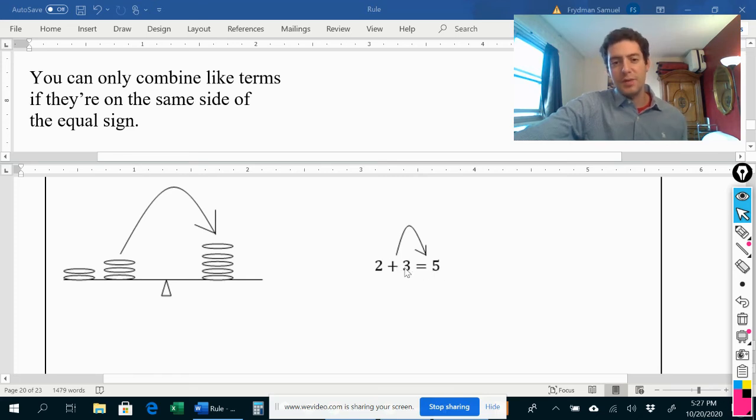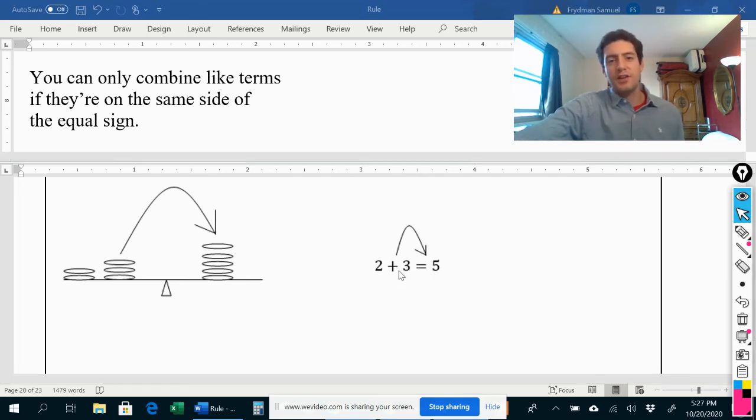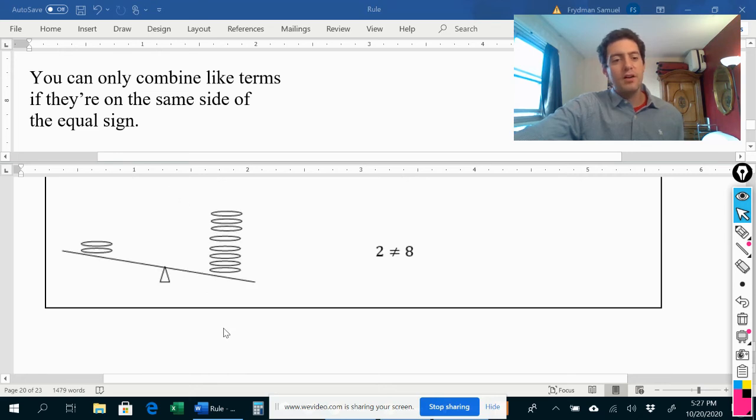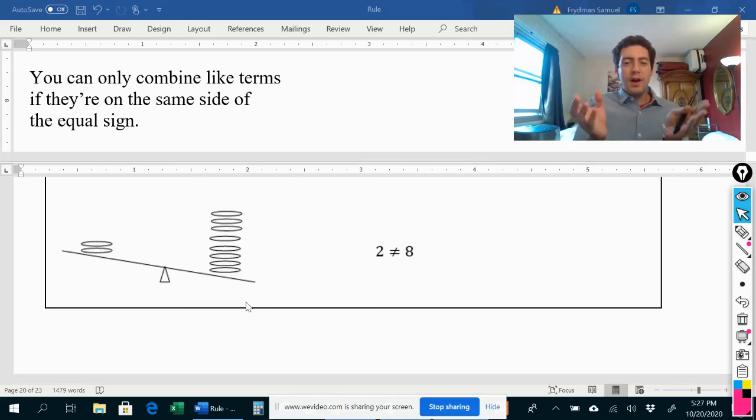Yes, they are like terms because both of them do not have an x and they don't have a y and they don't have a z or whatever. They are technically like terms, but since they're separated by this equal sign, if we try putting them together, moving all these 3 over here, we're going to get that scale to be unbalanced now, and that's no good. We want our scale to always be balanced every step of the way. So do not combine like terms when they're on different sides of the equal sign, only on the same side.